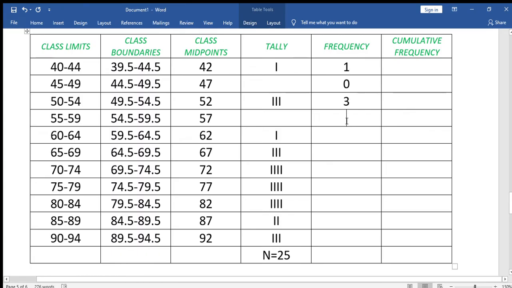Then at class limit 55 to 59, there are also no scores. So you have to put it 0. Then here we have 1. Then followed by 3. Then again we have 4, we have 4, then we have 4, we have 2, and we have 3. If you are going to add all of this, it is just the same as the number of tallies present in your tally column. This would also result in 25.